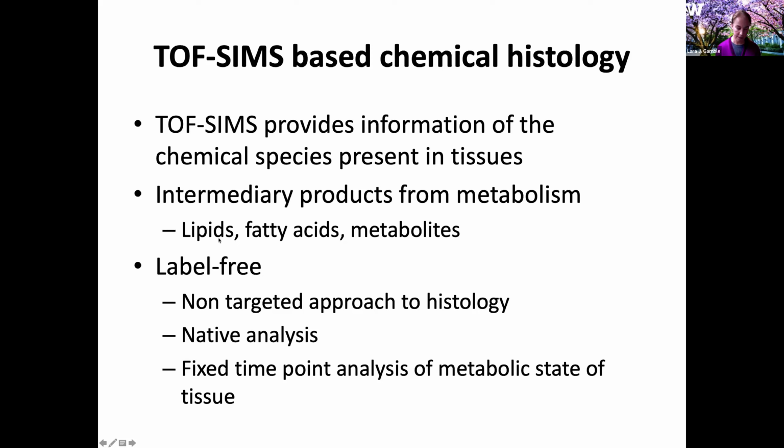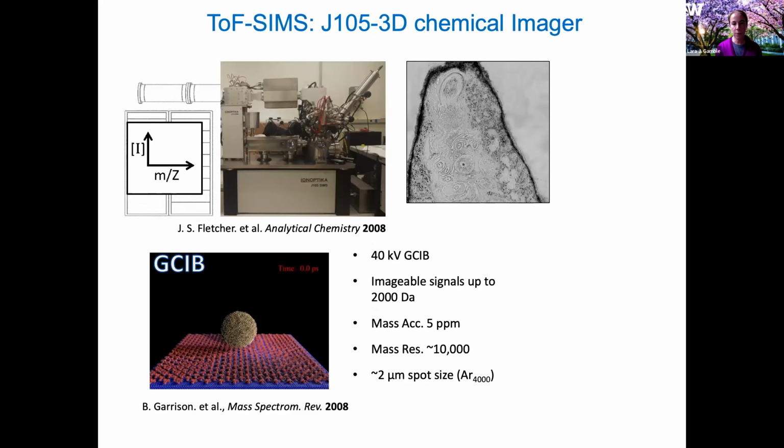biological species that people might be interested in. For example, lipids and fatty acids. We can see obviously any inorganics, which come out quite strongly in TOF-SIMS, and some of the small metabolites that people are looking for. So the work that we did on this worm was actually done on a slightly different TOF-SIMS. This is a J105 from Ion Optica.